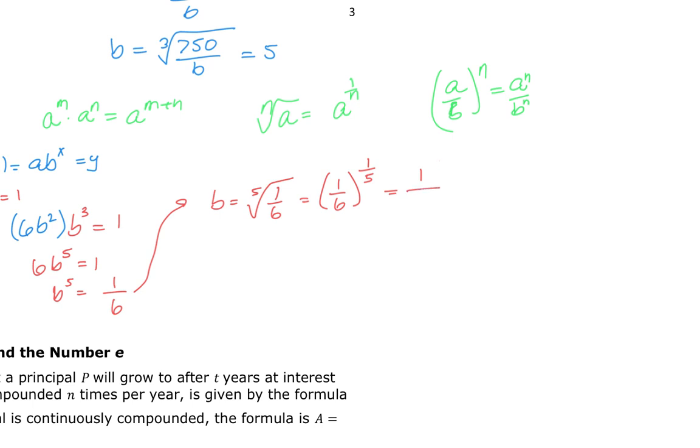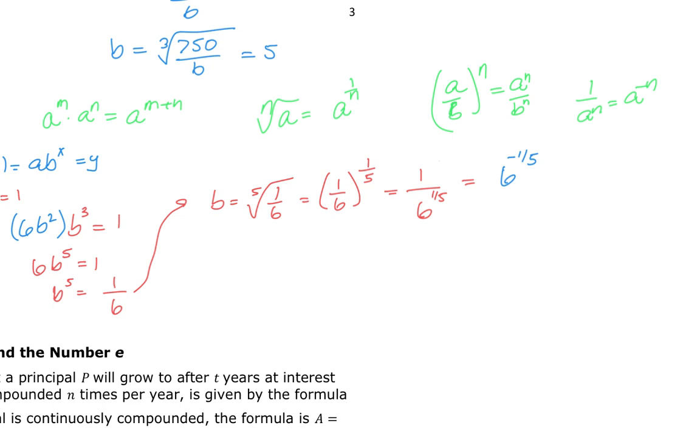And then I have 6 raised to the 1/5. But if I reverse the rule, 1 over a to the n is equal to a raised to the negative n, then this just gives me 6 raised to the negative 1/5. So now I found my b.